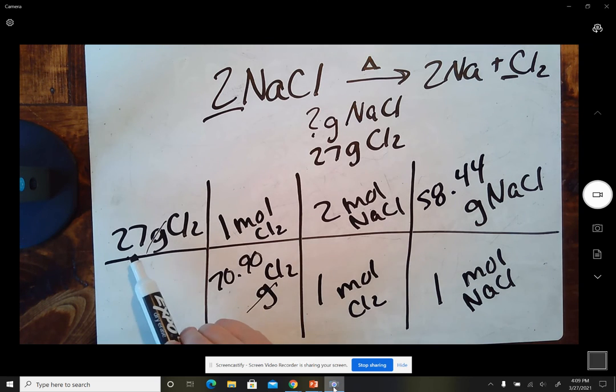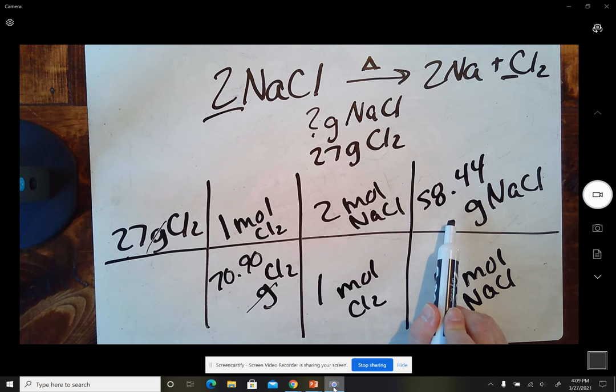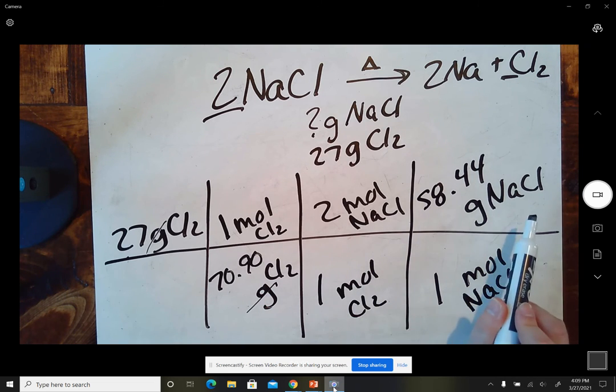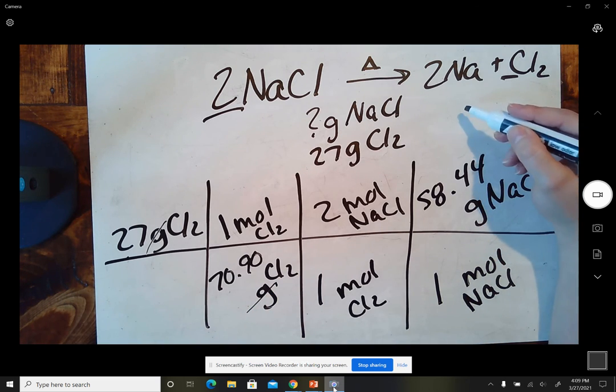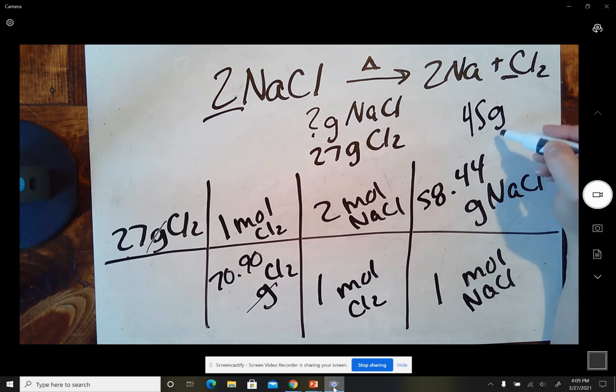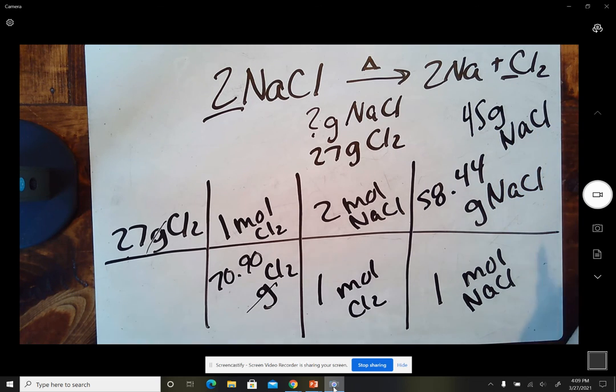So I take 27 times 2 times 58.44. Multiply all that together. I hit equals. And then I divide that by 70.90. And I get an answer. My answer is 45 grams of sodium chloride.